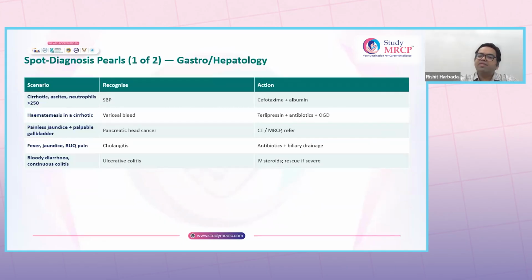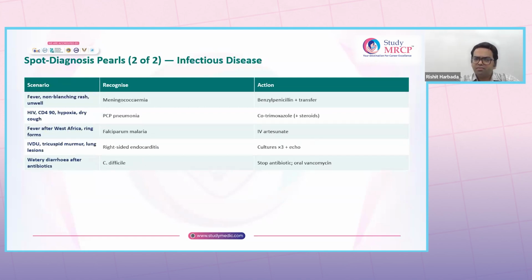Hematemesis in a cirrhotic is a variceal bleed, first treated with antibiotics and terlipressin and then do a GI scope. Painless jaundice with a palpable gallbladder, pancreatic head cancer, do an MRCP or CT. Fever, jaundice and right upper quadrant pain, cholangitis, treated with antibiotics and biliary drainage. Bloody diarrhea and continuous colitis, ulcerative colitis, IV steroids. Fever, non-blanching rash, meningitis, meningococcemia, treated with benzylpenicillin plus transfer of the patient.